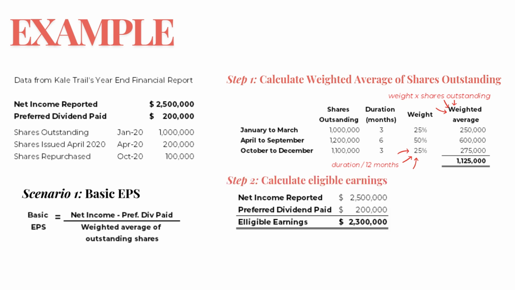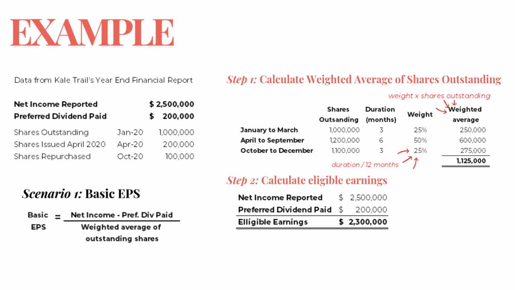Now it's time to calculate our eligible earnings. This is pretty easy. You take the net income, 2.5 million. You have to remove the preferred dividends paid because you're calculating the earnings per common share, and preferred dividends are not eligible to common shares. And that leaves you with a final amount of eligible earnings of 2.3 million.